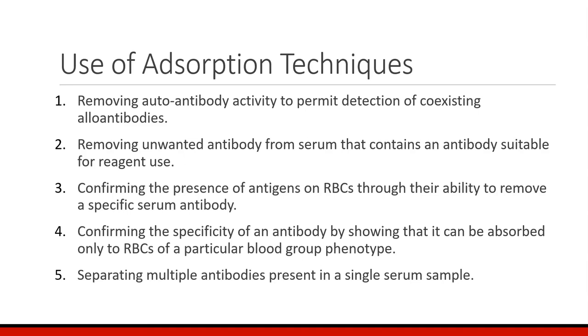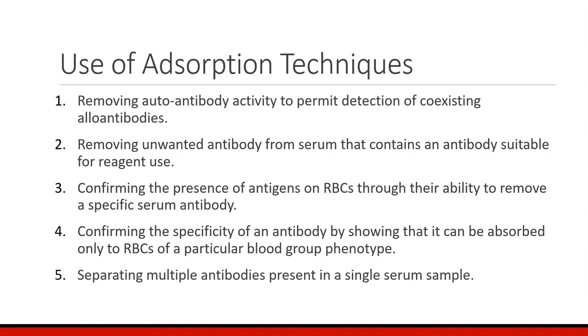2, removing unwanted antibody from serum that contains an antibody suitable for reagent use. This would be more on the manufacturing side, so that we have a patient or donor with 2 antibodies and we only want single specificity, so we can select cells with that antigen, incubate that donor plasma, and then harvest the top of the serum and then remove the antibody from the antigens on those cells.